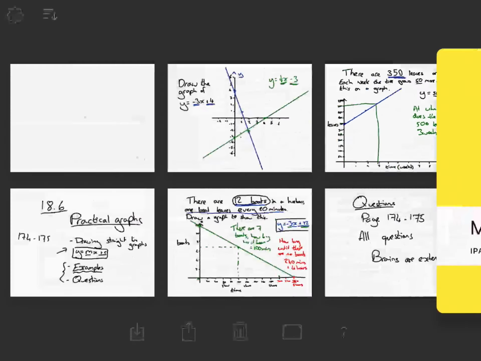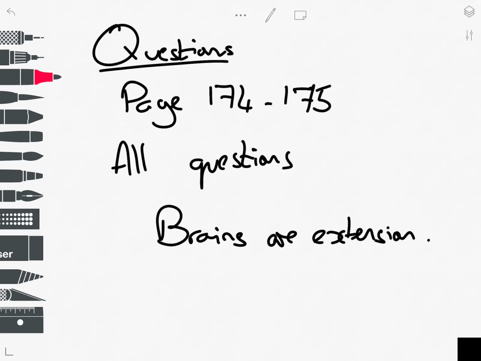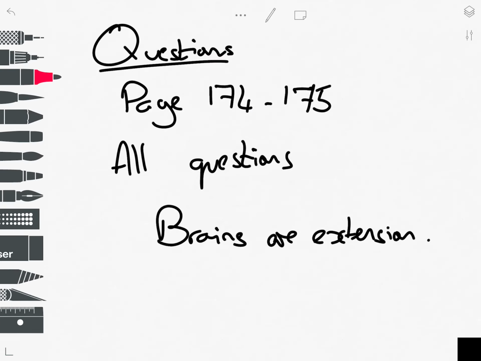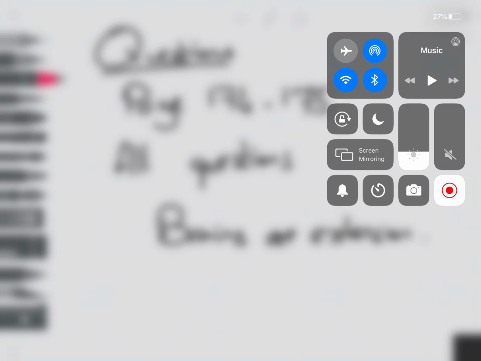It's going to ask you questions from there. Hopefully that all made sense. I'll be on Zoom later, so you can talk to me about this if you get confused. These are the questions. It's page 174 to 175. All questions, please. And the brains are a bit more like this last question I did with the big numbers. So it should still be straightforward, but if you're getting confused, you don't have to do them. That's everything. So good luck.